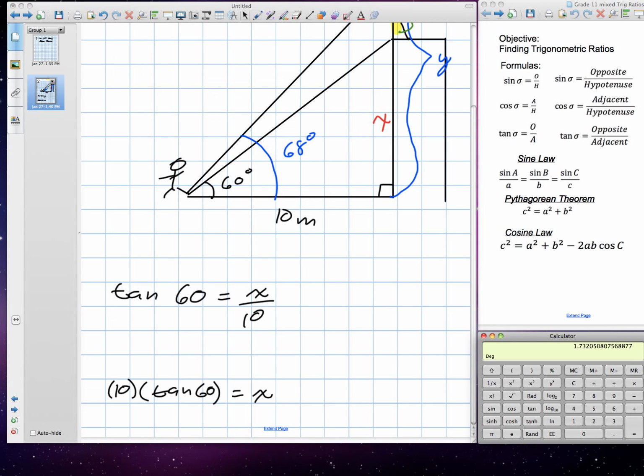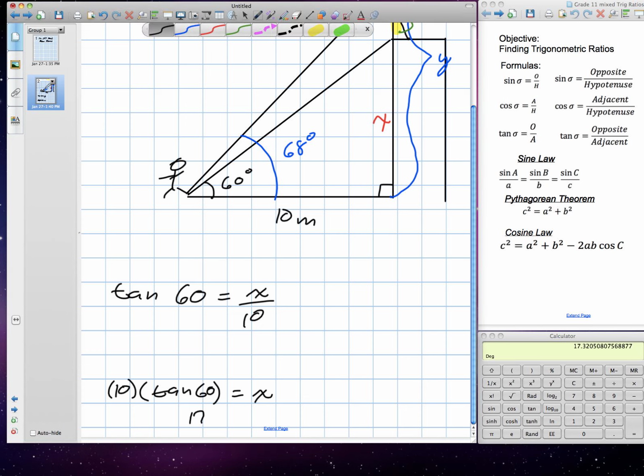So tan 60 times 10, 17.32. So the height of this building is 17.32 meters.